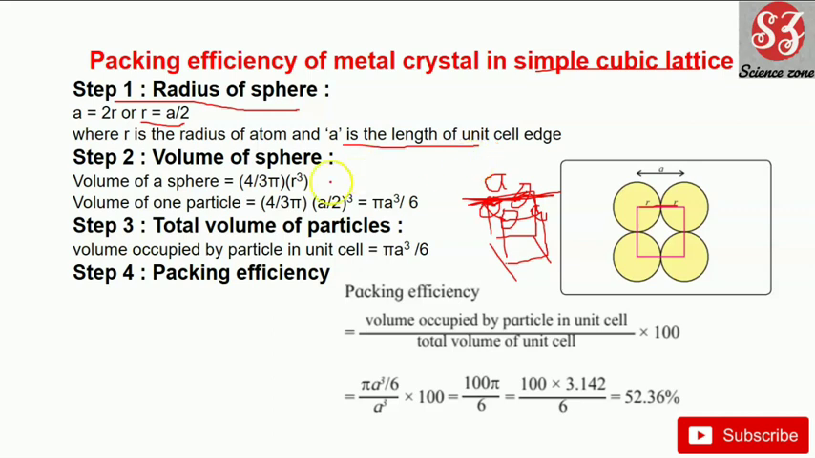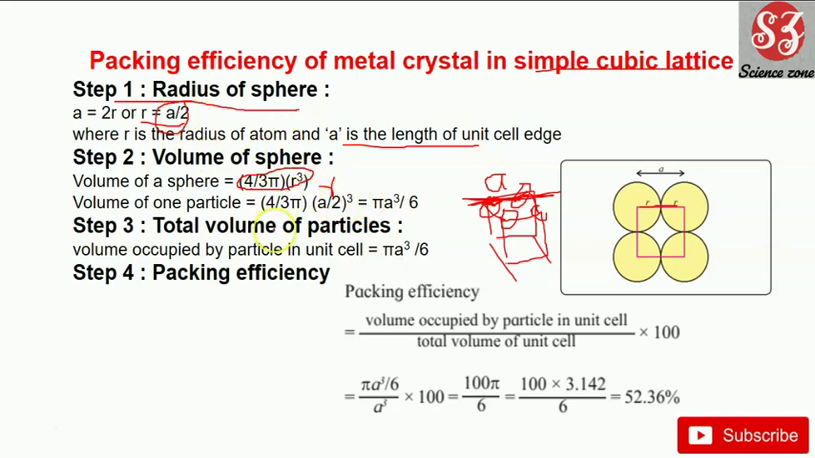Now come to the volume of the sphere, because our packing efficiency formula includes the volume. The volume of the sphere is always equal to 4 by 3 pi r cube. This is the general formula for the volume of the sphere. Now the volume for one particle: substitute the value of r which we have found out over here, so the formula becomes 4 by 3 pi into a by 2 whole cube, because this is the value of r which we have found.